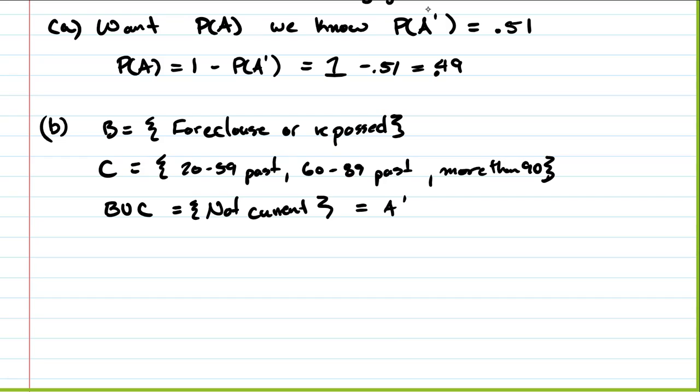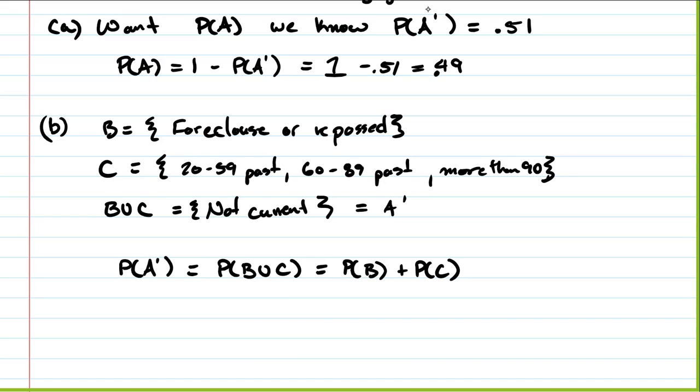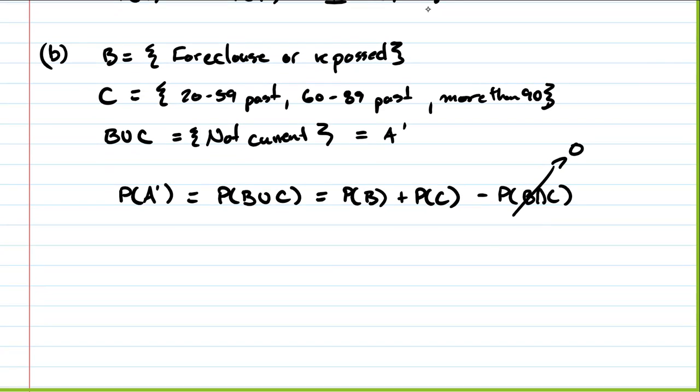So we have the following chain. The probability of A prime is equal to the probability of B union C, which is the probability of B plus the probability of C minus the probability of B and C. But the probability of B and C is going to be 0 because they're mutually exclusive.